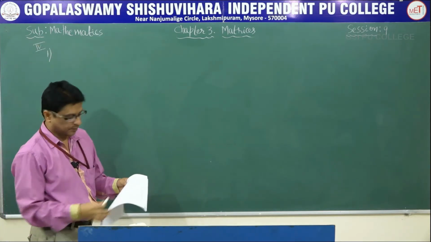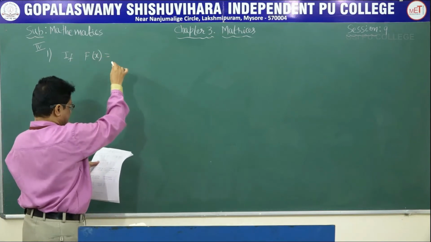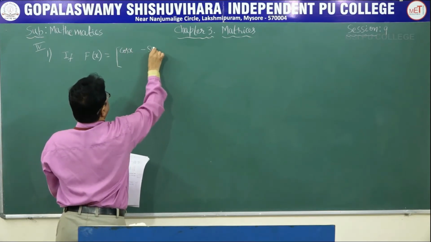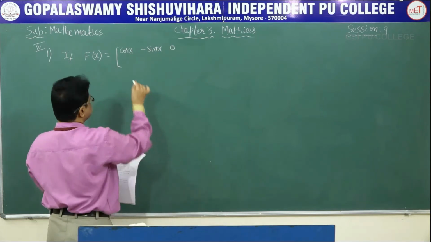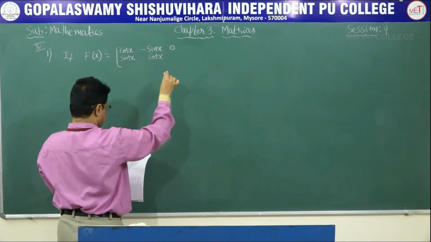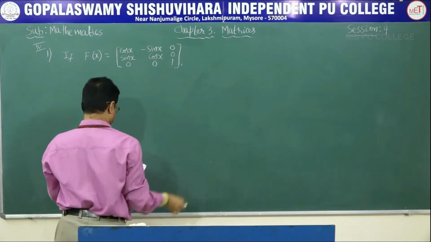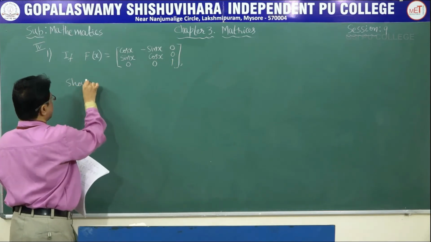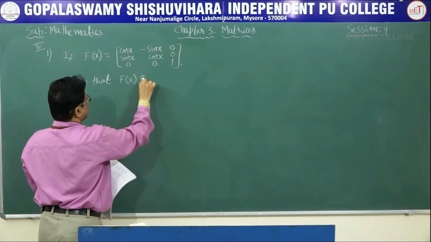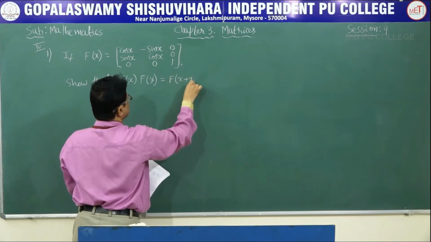First one. If f of x is equal to the matrix [cos x, minus sin x, 0; sin x, cos x, 0; 0, 0, 1], show that f of x into f of y will be equal to f of x plus y.